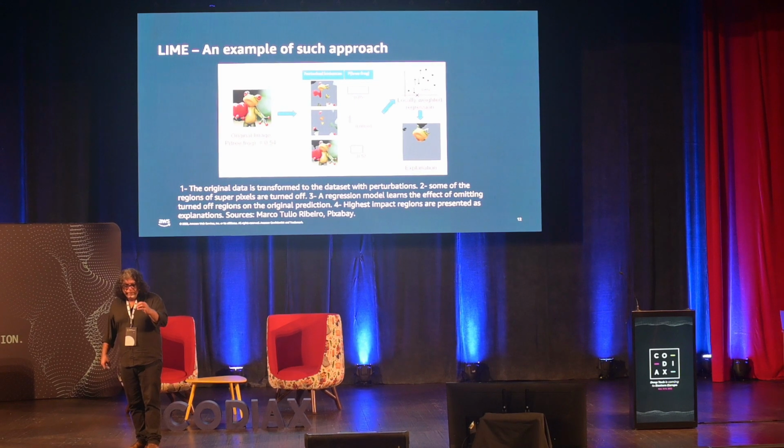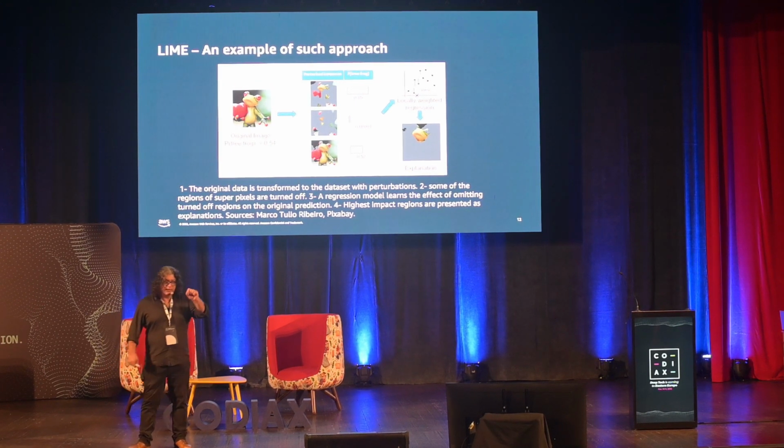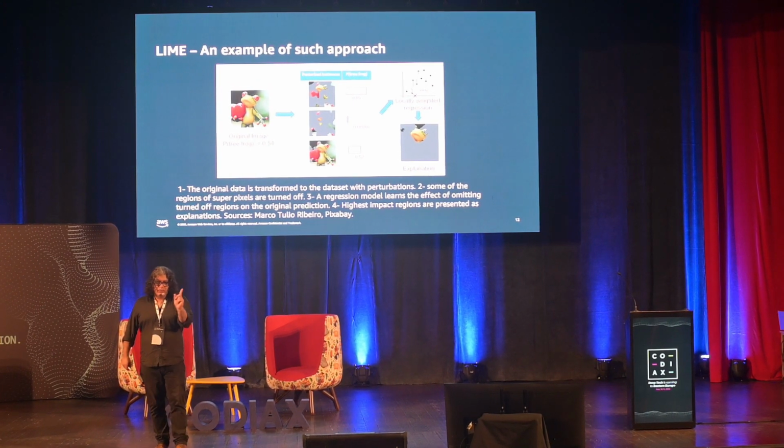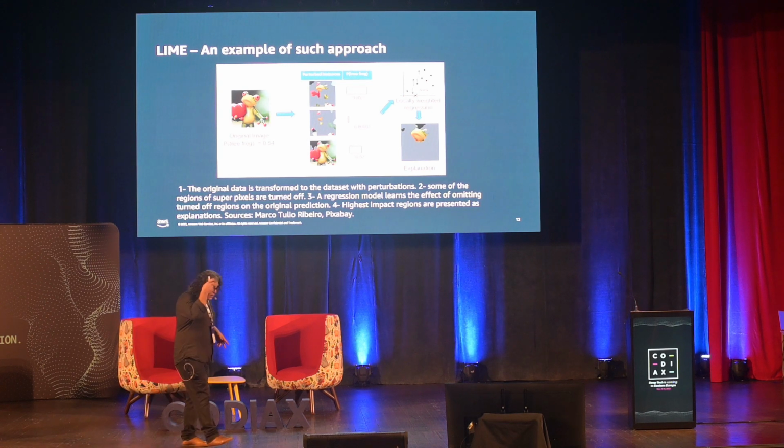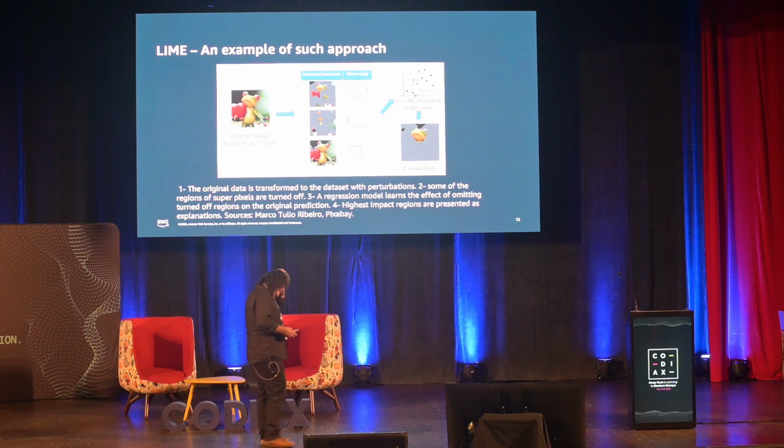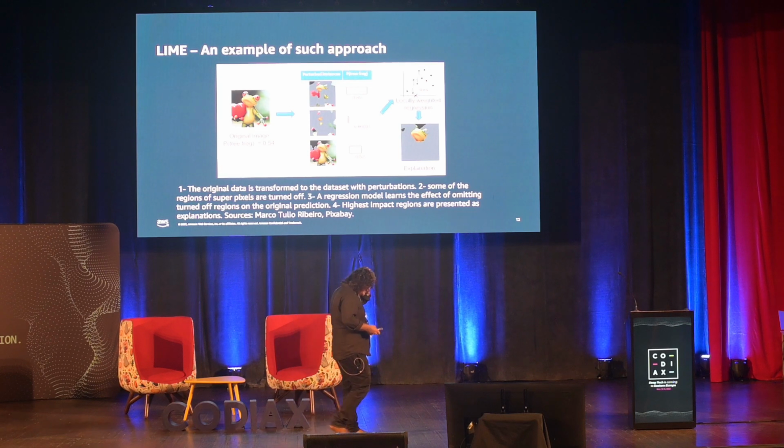For that linear model, it uses the predictions you make for the chunks, for the superpixels, as labels, and it trains a linear model that can locally explain what it does. Why linear?